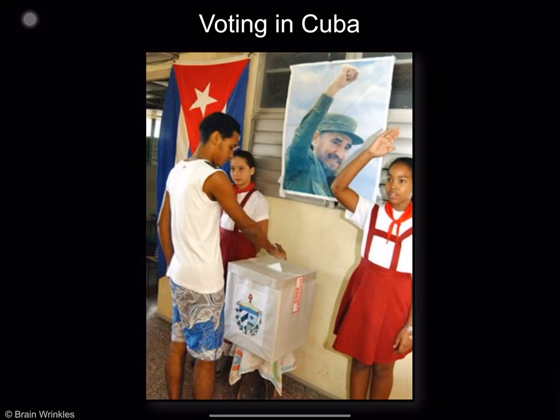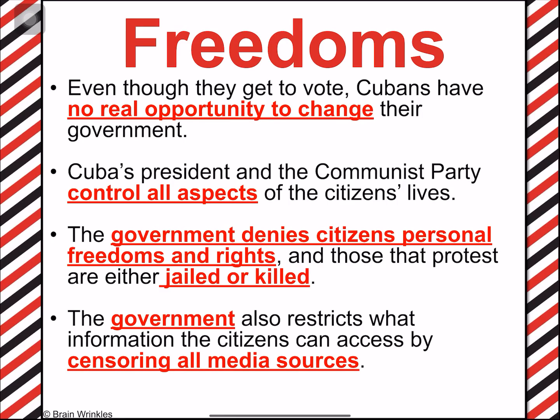And here's a picture of voting happening in Cuba. So freedoms. Okay, so even though they get to vote, Cubans have no real opportunity to change their government. Cuba's president and the Communist Party control all aspects of the citizens' lives. The government denies citizens personal freedoms and rights, and those that protest are either jailed or killed. Think about that. If they protest, they can be thrown in jail or they can be killed.